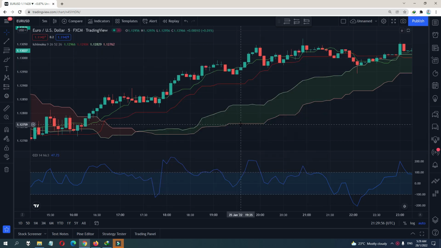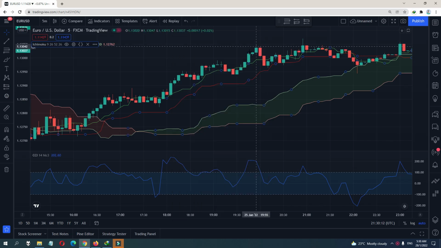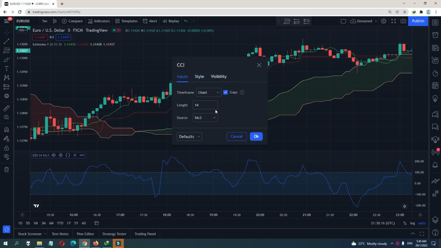The setting is default for Ichimoku. Default settings, and disable the lagging span. We don't need this one for this strategy. Not saying it's useless, but we don't need it for this strategy. And I changed the color a bit, so green and red. And then you need CCI, the setting is 14.